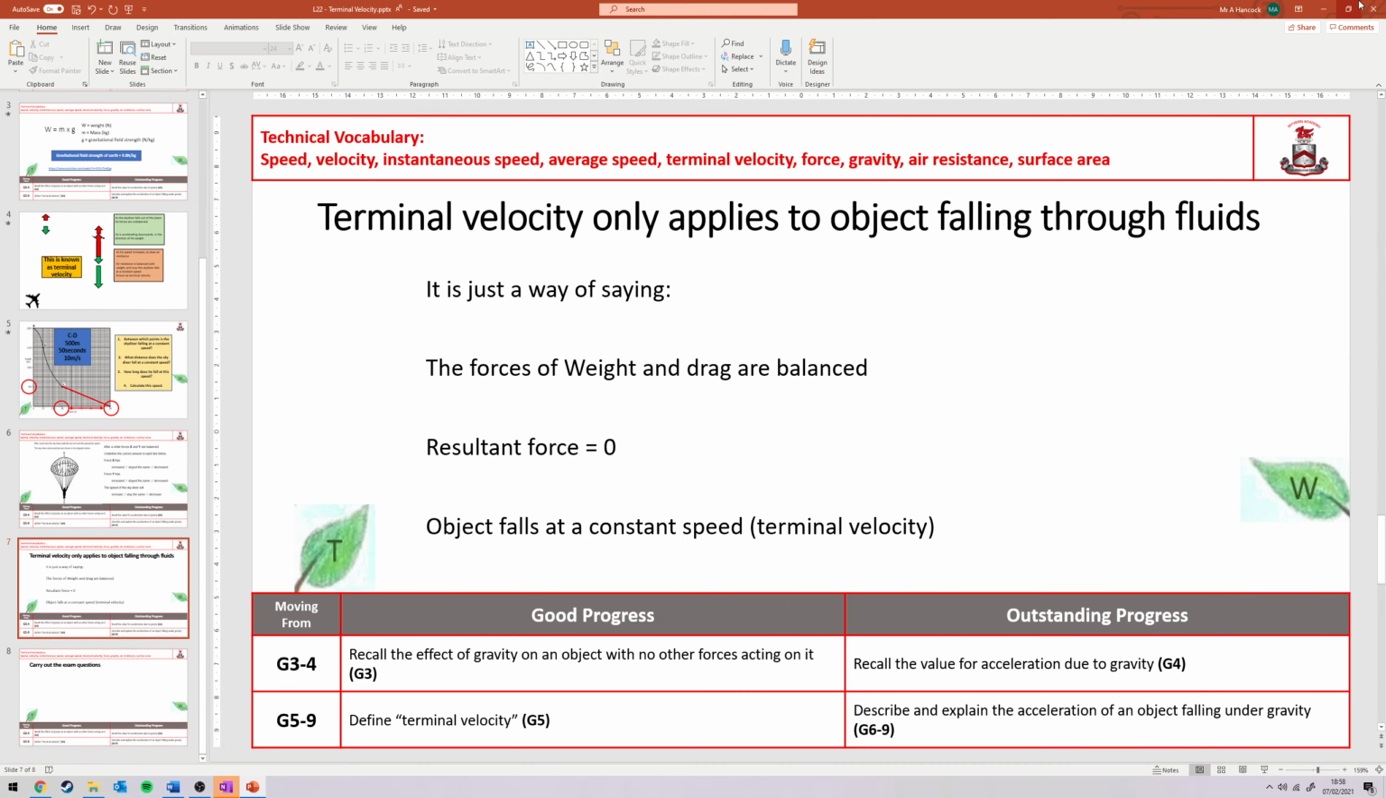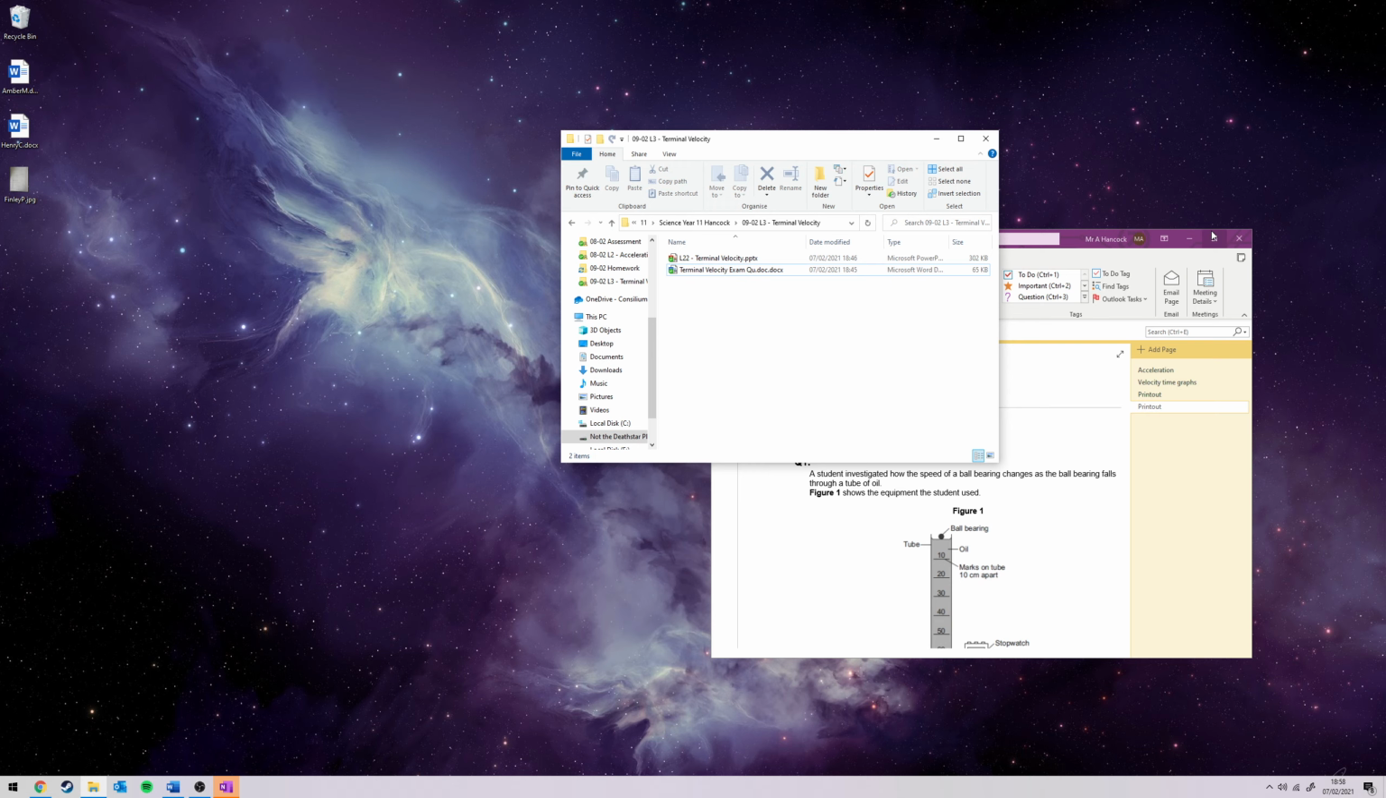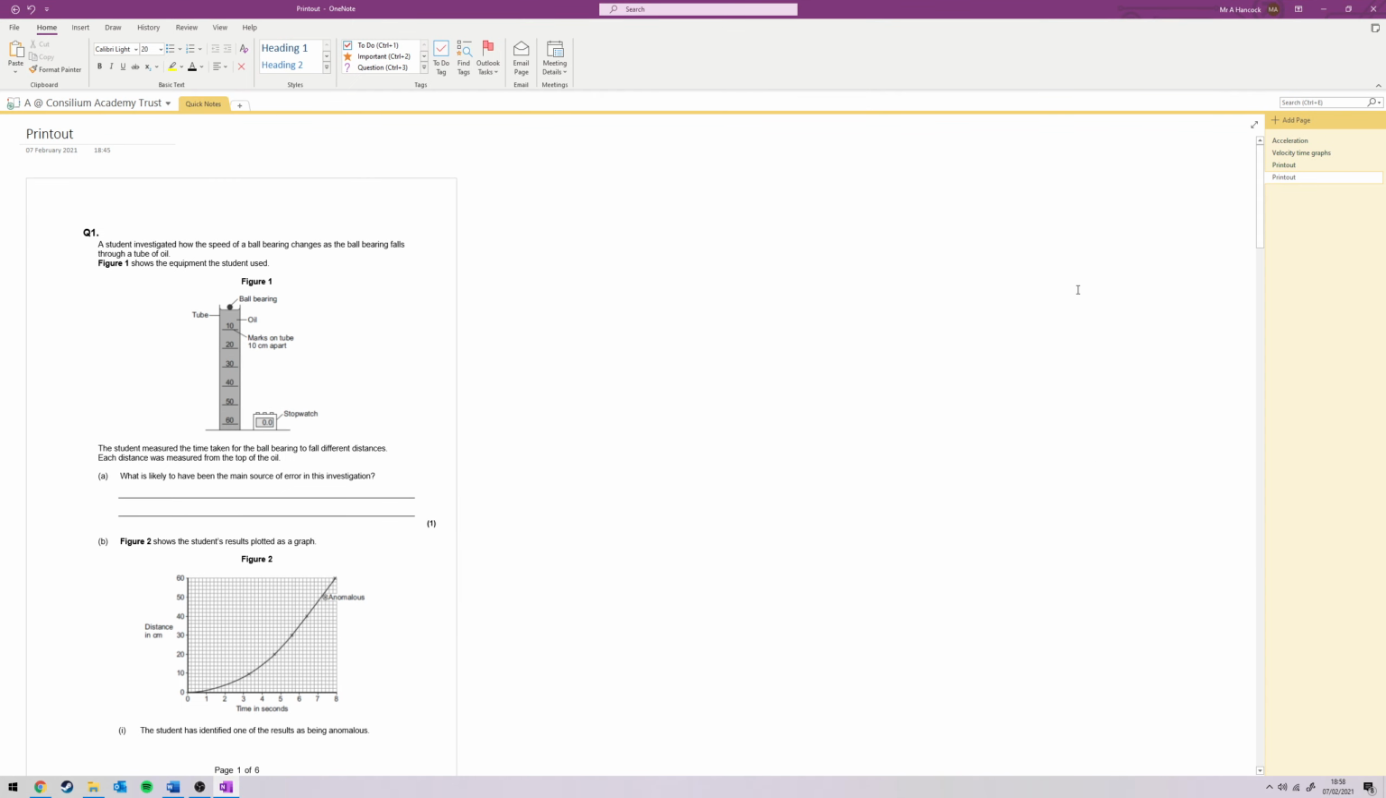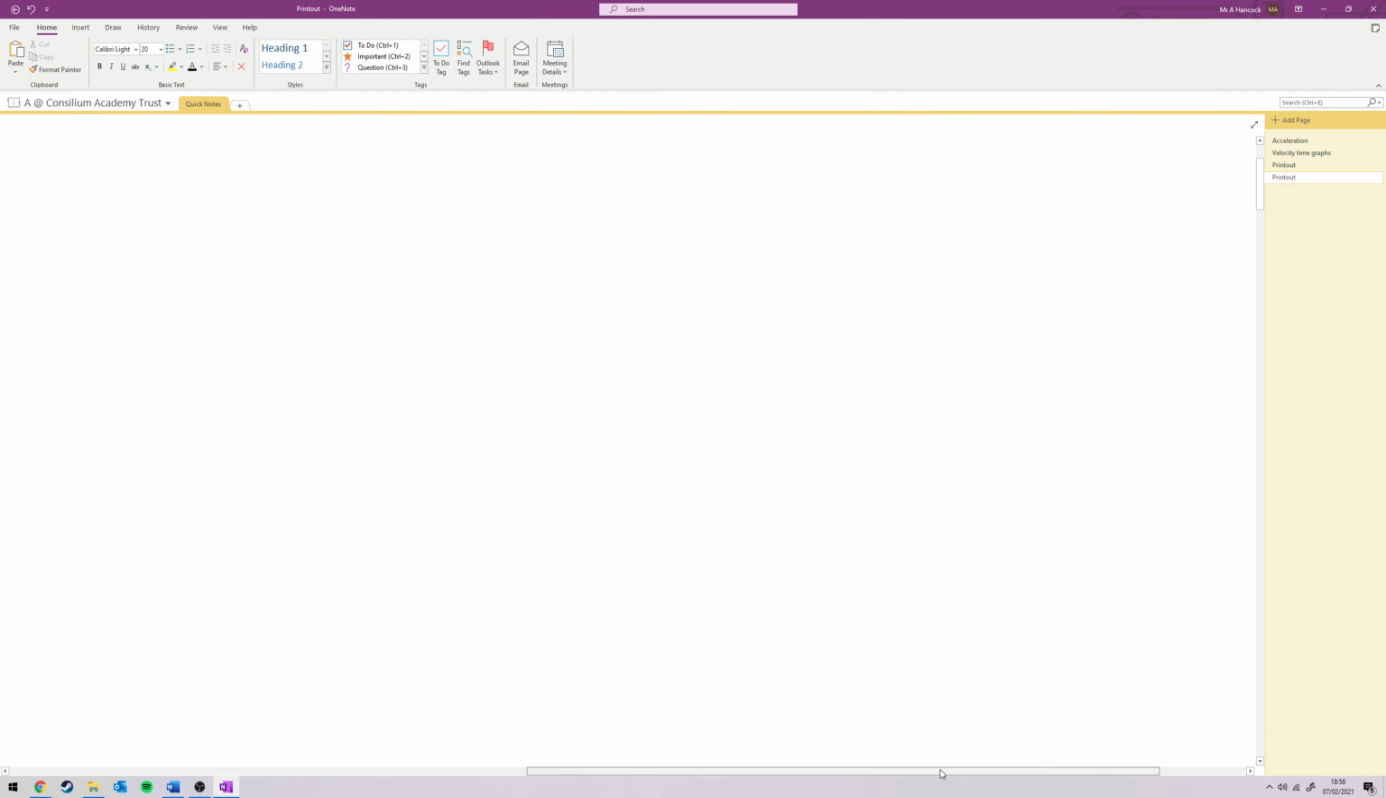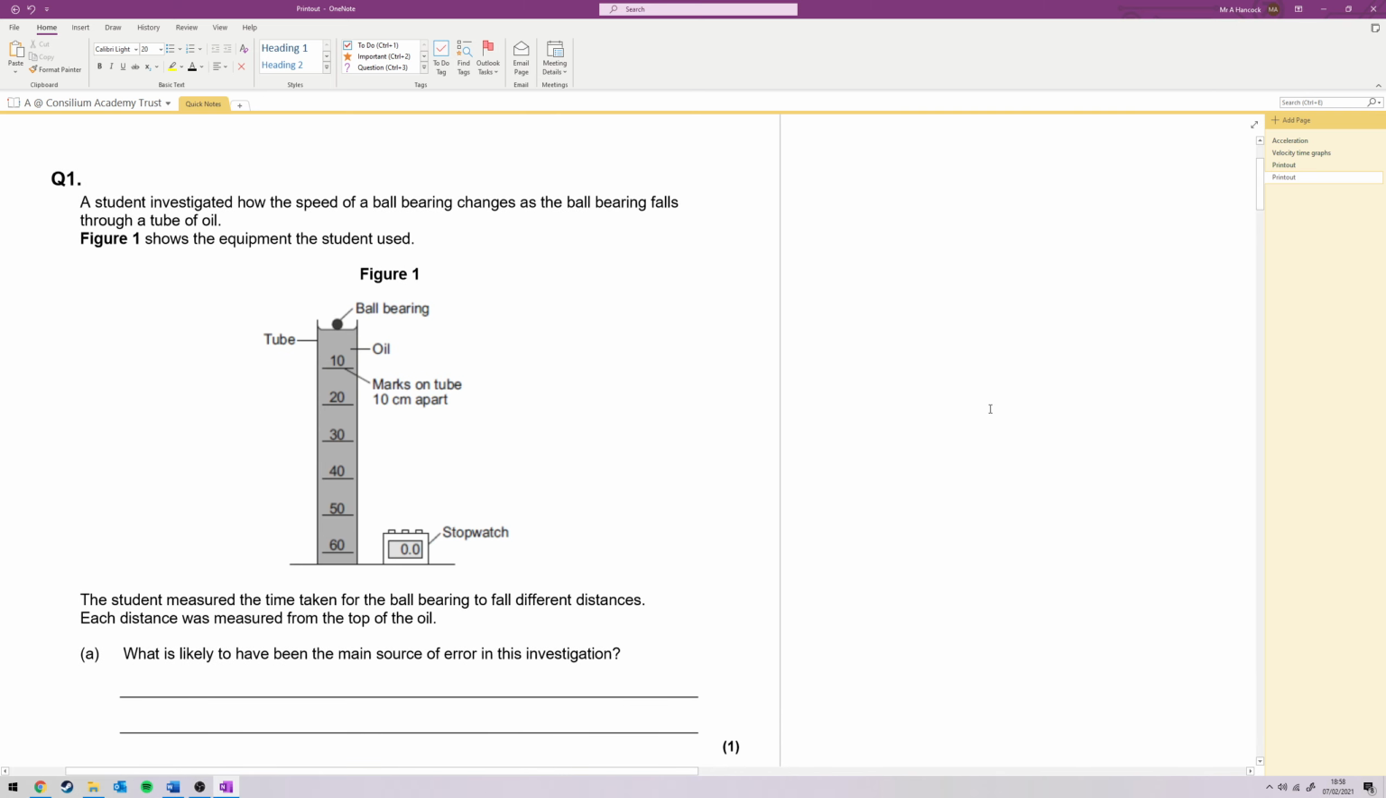Now, what we're going to do is quickly do one of the exam questions. So let's do this in a bit. So this is kind of application of knowledge to an experiment. This is the classic one they like to do. What you do is you get a ball bearing, you drop it in oil, and you see how fast it falls, because it's easier to find the terminal velocity in something like oil that's more dense than air.